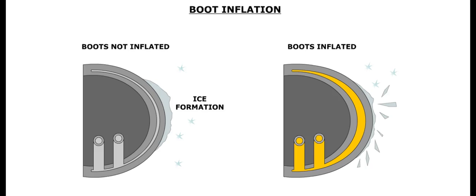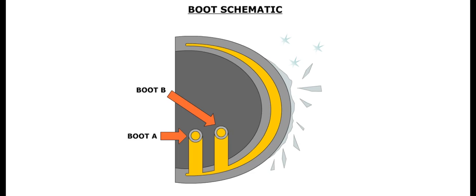Ice is removed by inflating the boot. This slightly changes the shape of the boot, which results in the breaking and separation of the ice. Each boot actually consists of two boots, each with its own air supply. One boot is called boot A, and the other is called boot B. Both chambers alternate their inflation times, in order to better separate the ice.